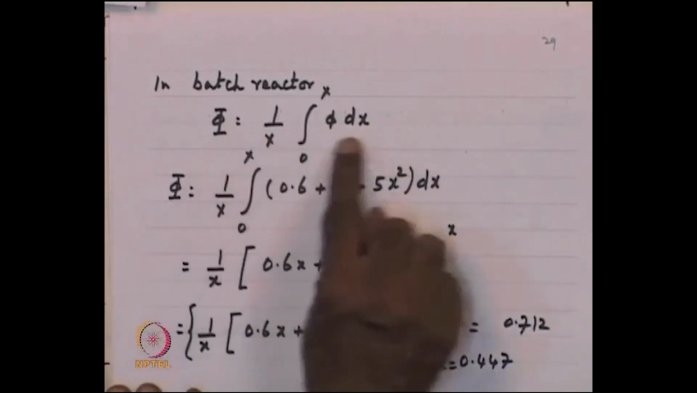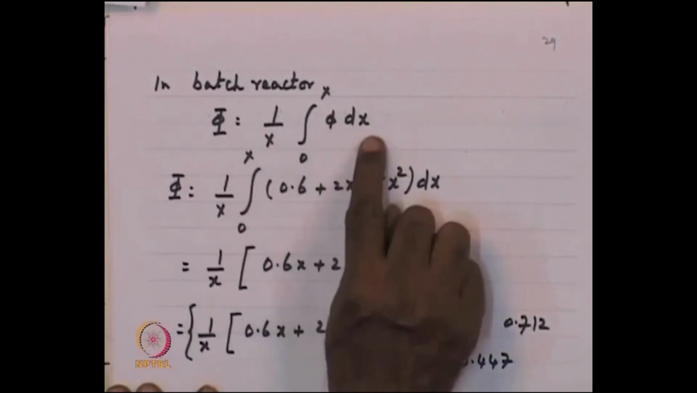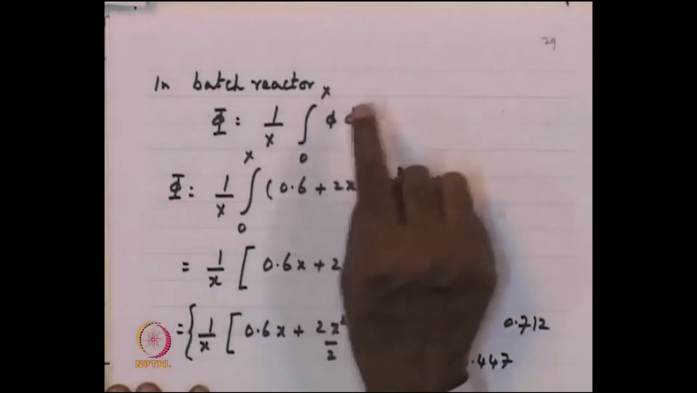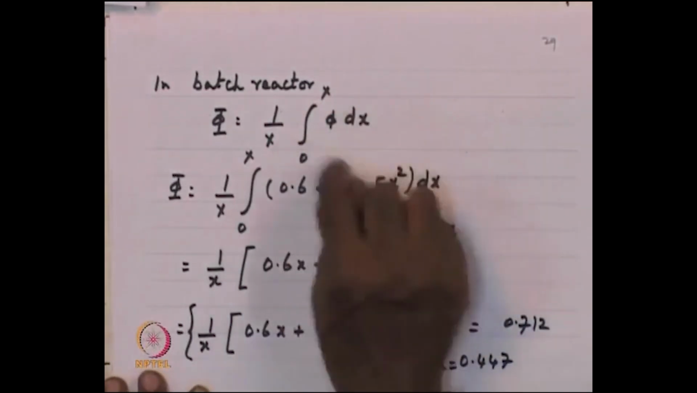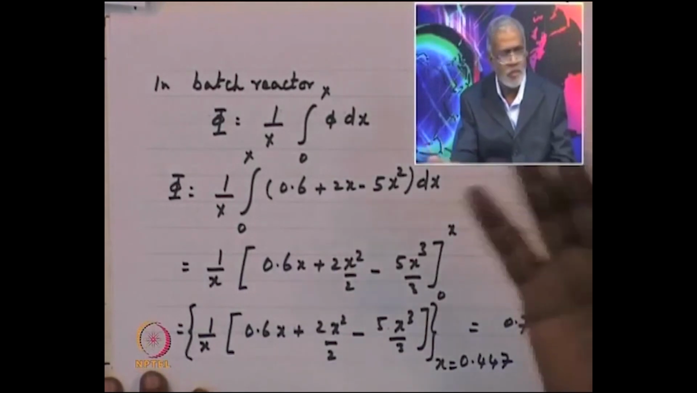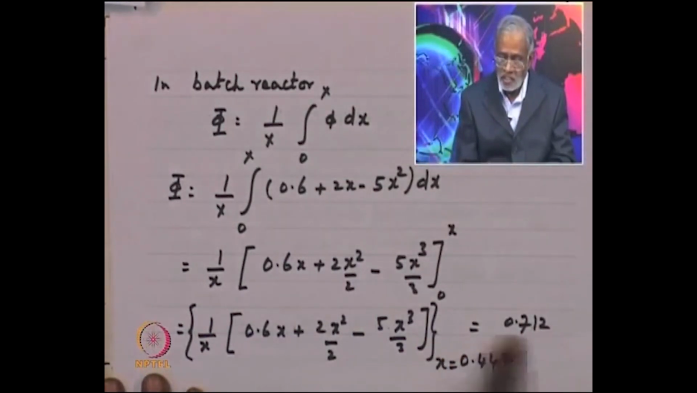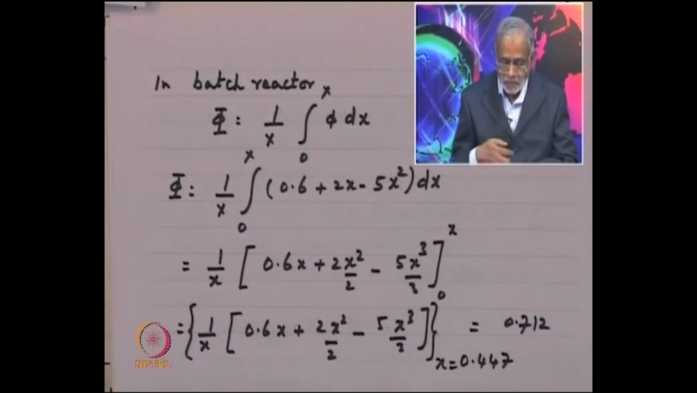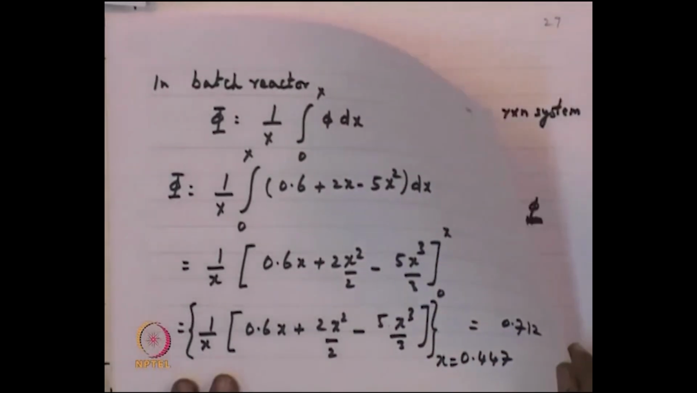This comes from our understanding that the integral of phi dx from 0 to the final value, divided by the final value, is the overall yield for a PFR or for a batch reactor. Is this all right? Is this result correct, what I have got? 0.71. Can you please tell me? Let us go to the next.